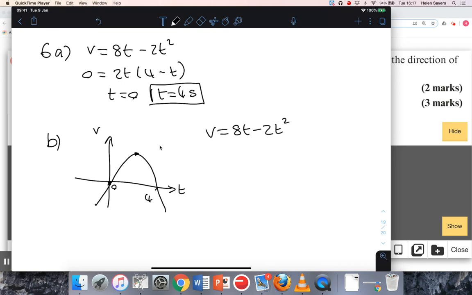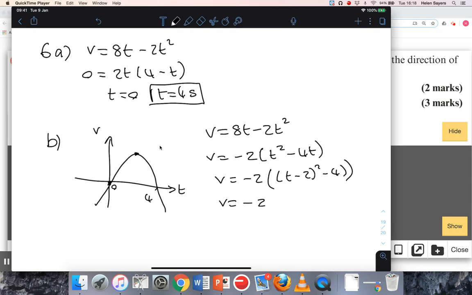Could just put it into my calculator, but basically I want to complete the square. So I'm going to take out a common factor of minus 2, and then that will leave me with t squared minus 4t. So it's going to be t minus 2 all squared. You are absolutely fine just to get the vertex from your calculator. So, and then that's going to multiply out to minus 2 times t minus 2 squared, so plus 2 squared. And then I've got the minus 4 times the minus 2.